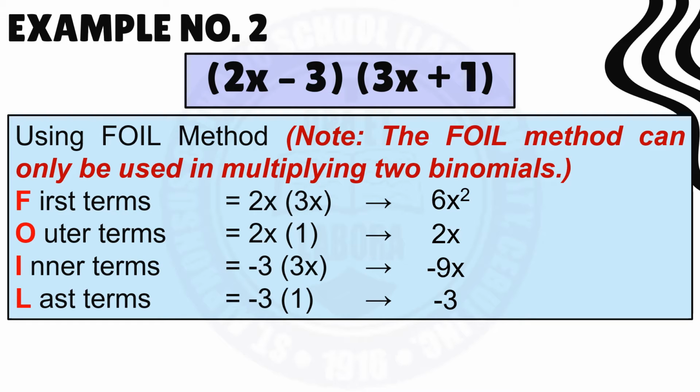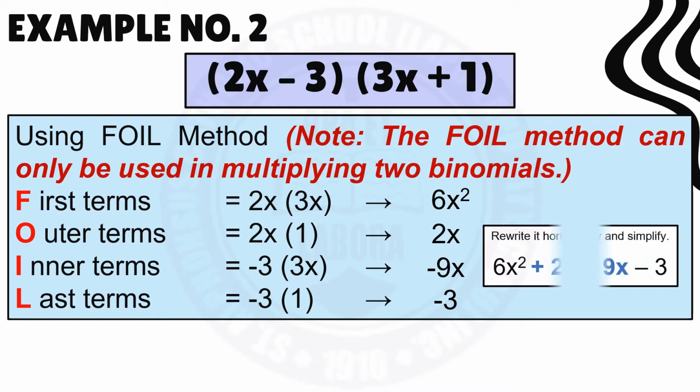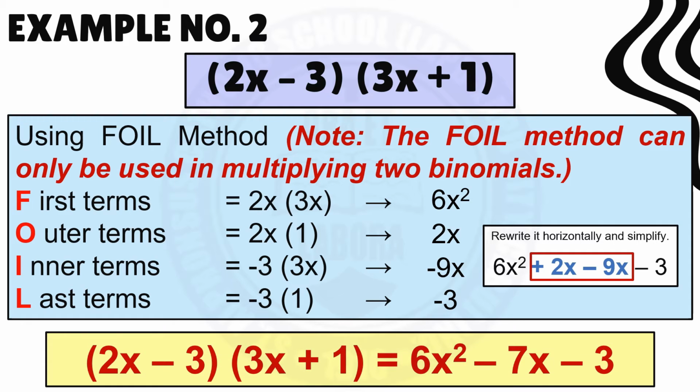Next thing that we should do is to rewrite this in horizontal form so that we can identify the similar or like terms and then simplify. So in this case, our like terms would be 2x and negative 9x. Therefore, the result is equal to 6x squared minus 7x minus 3.